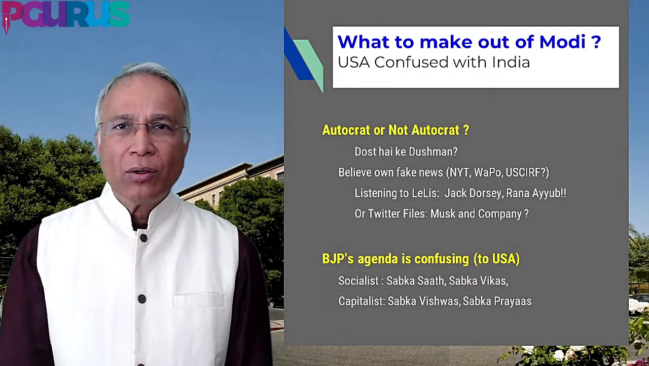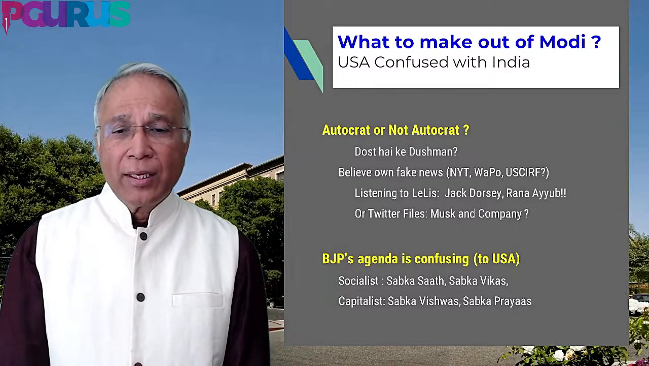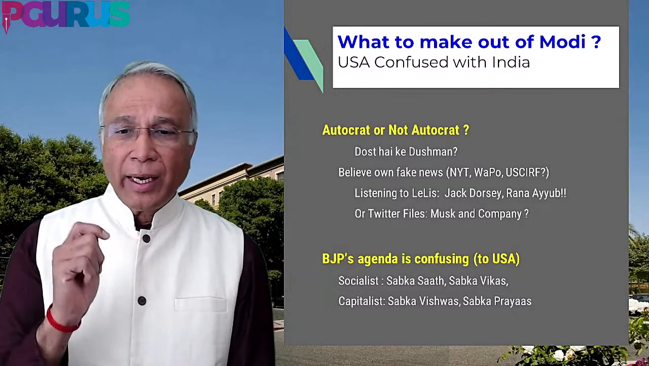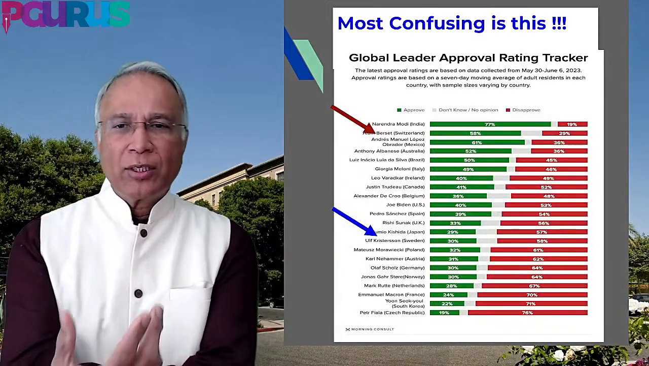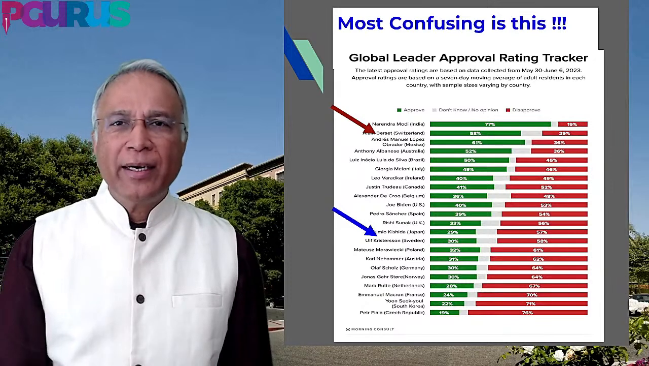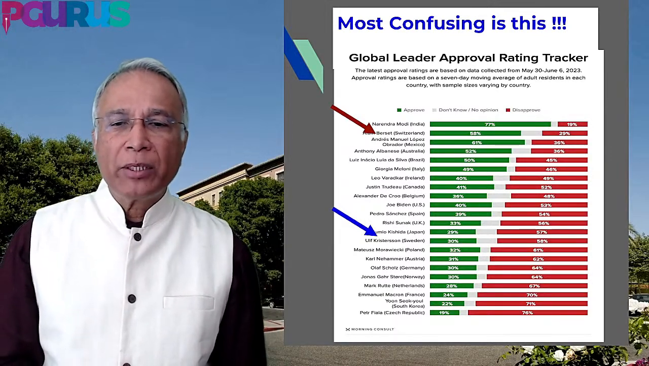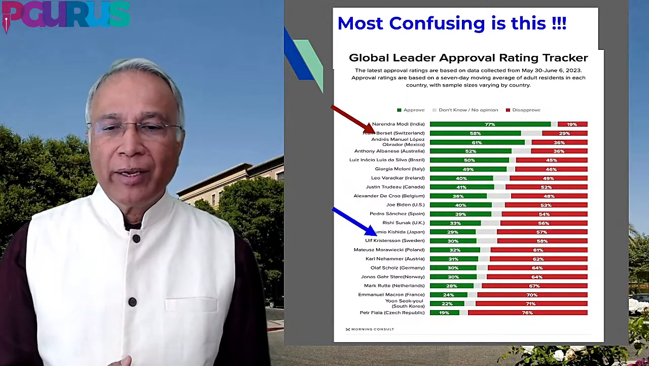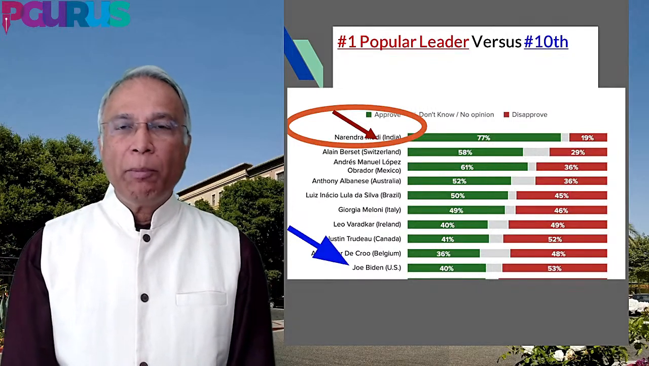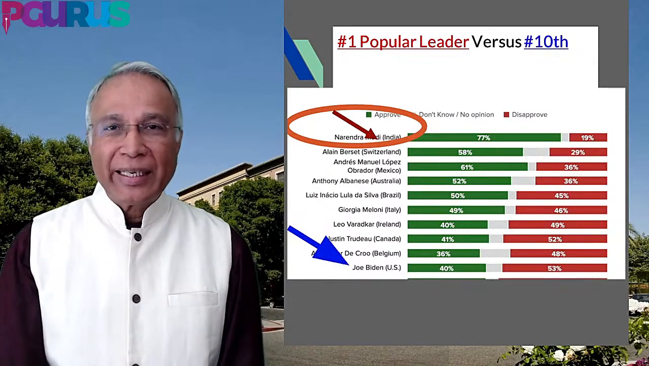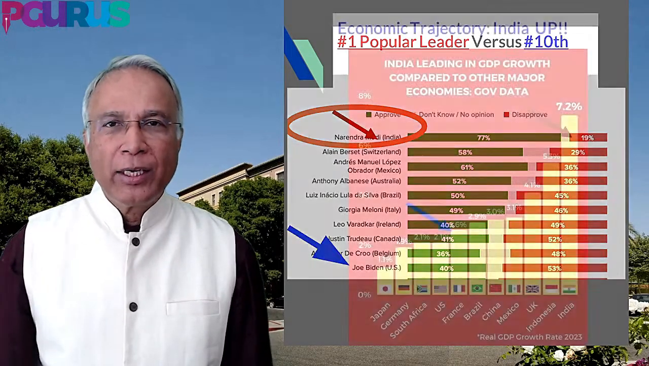Now, also, BJP's agenda is confusing to USA. Is it socialist or capitalist? Sabka Saath, Sabka Vikas is more socialist. Capitalist is Sabka Vishwas and Sabka Prayas. So this is where things stand as far as the big picture is concerned. Now, if you look at the individual leaders and their popularity, Narendra Modi is right at the top with 77% approving his functioning, whereas Biden is at 40%. Here is the number one popular leader versus the number 10th popular leader, which happens to be Joe Biden. Joe Biden's popularity is 40%.